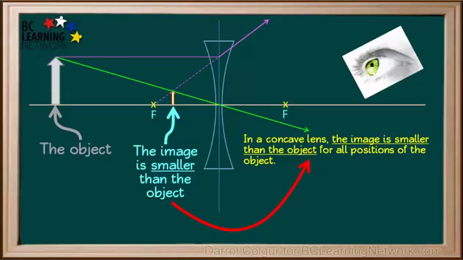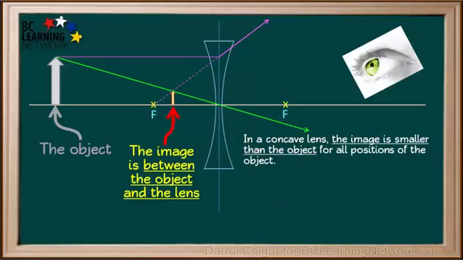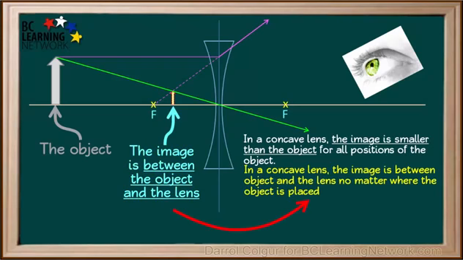We'll review what we found here by comparing the image with the object. First, as we saw, the image is smaller than the object, and this is true no matter where the object is placed. We also see that the image is on the same side of the lens as the object, between the object and the lens. For a concave lens, the image is always between the object and the lens, no matter where the object is placed.